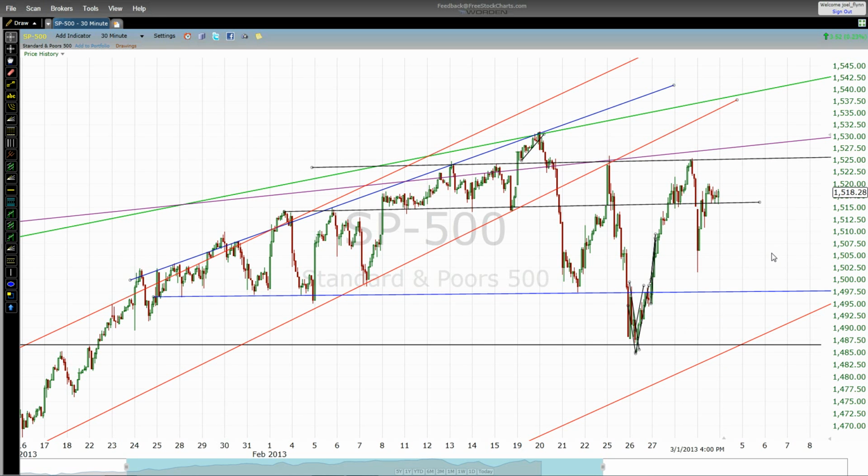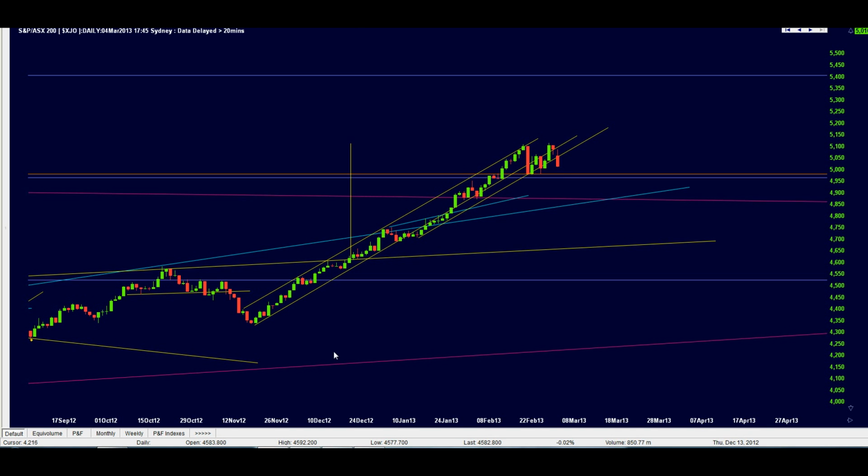Alright, let's quickly take a look now at the ASX 200. Okay, looking here at the daily chart of the ASX 200, well, we've seen in today's trade that we're flirting with breaking outside of our long-term channel.